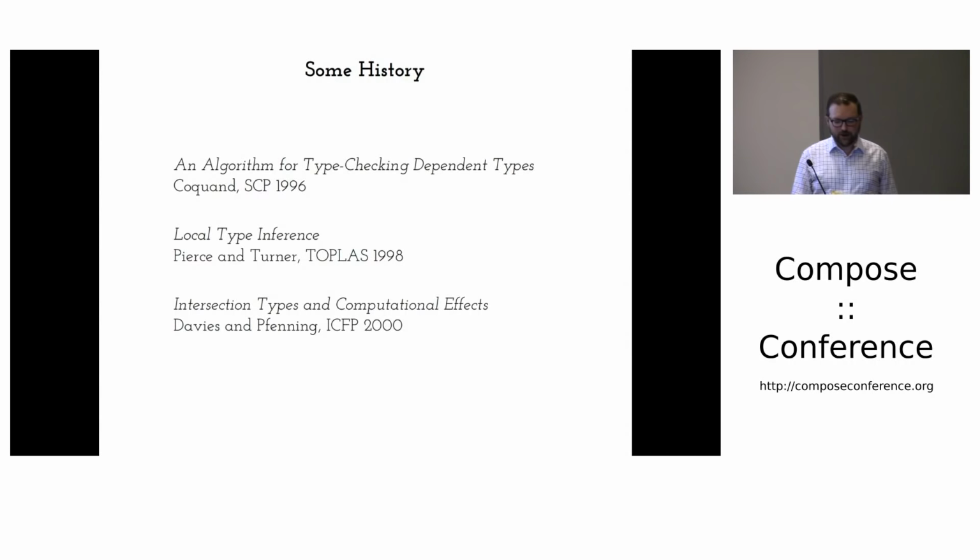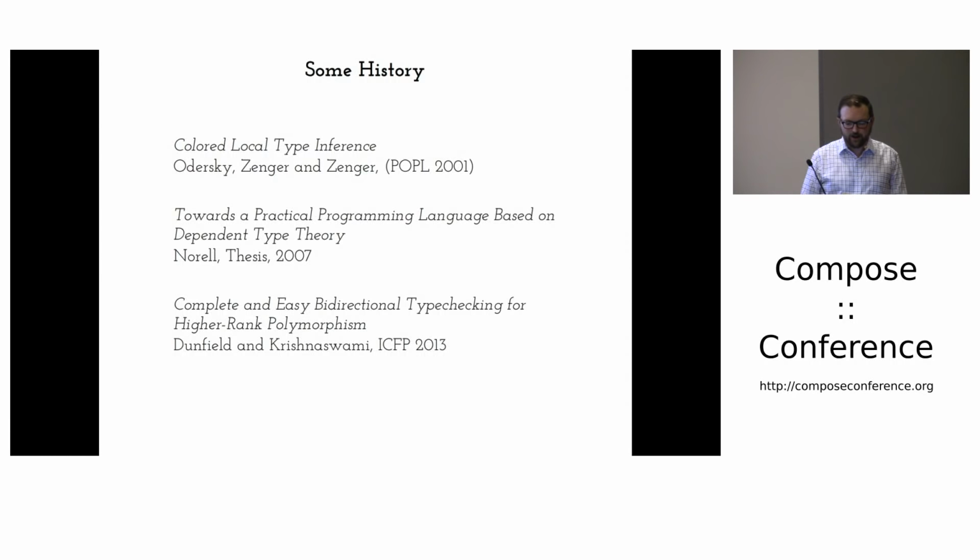And then there's this great paper in ICFP of 2000 called Intersection Types and Computational Effects, which, I mean, those are two things that are pretty hard to put together, and you can do it with bidirectional type checking. If you go a year later, then you see the paper that describes an algorithm that eventually gave rise to the Scala type checker, called Colored Local Type Inference.